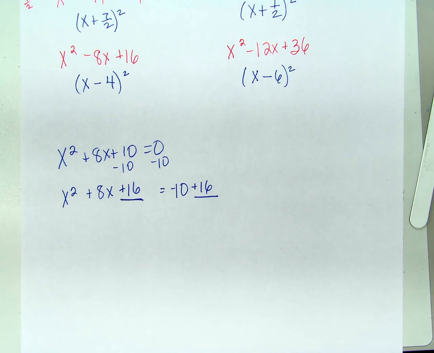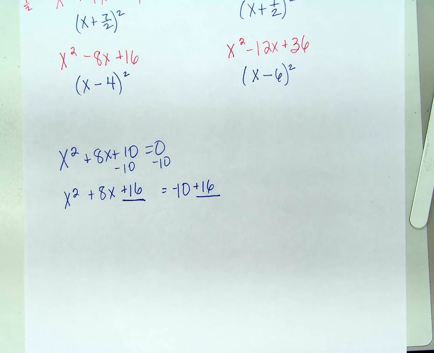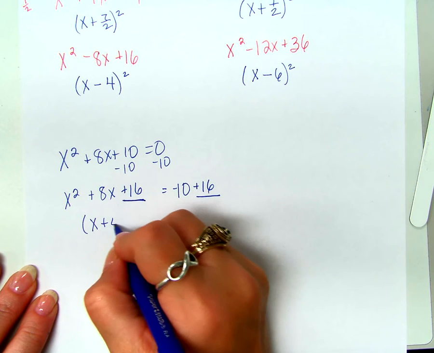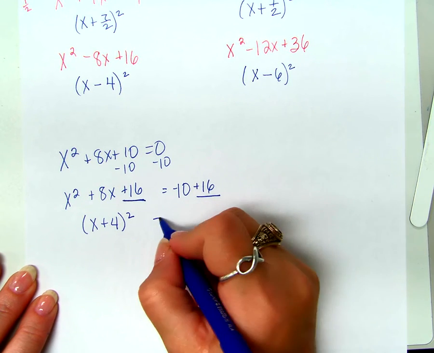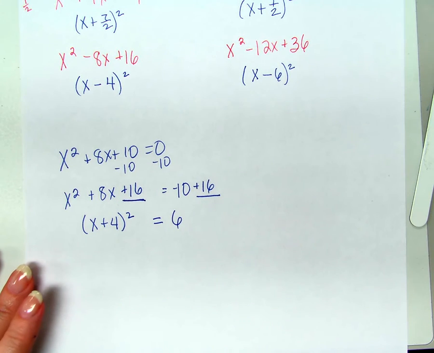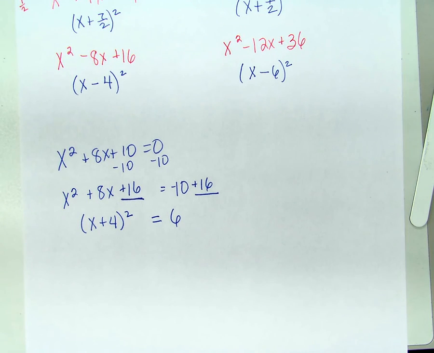Well, eventually, yeah. What happens on the left-hand side? I have my trinomial. What do I want? I want my binomial. What is my binomial? X plus 4 squared equals 6. Oh my gosh, it's a good thing we did problems like this just the other day. How do I solve this? I'm still trying to solve for x, right?